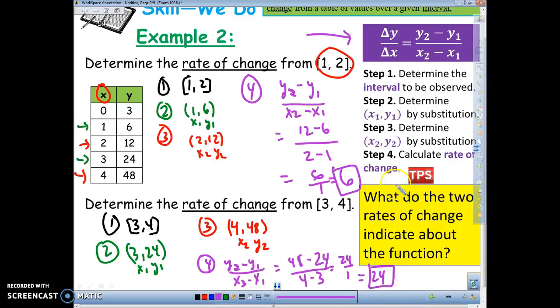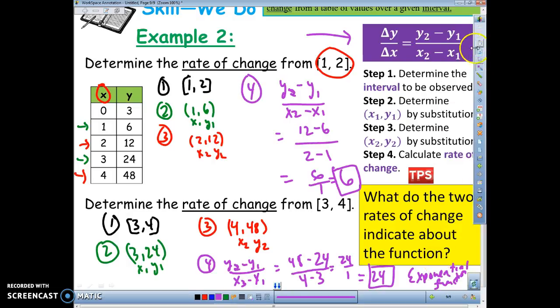Now I want you to say to yourself, are these equal? What do the two rates of change indicate? Well, 6 and 24, those are not equal, right? That rate of change blew up, right? So this is an exponential function, because the rate of change is not equal.